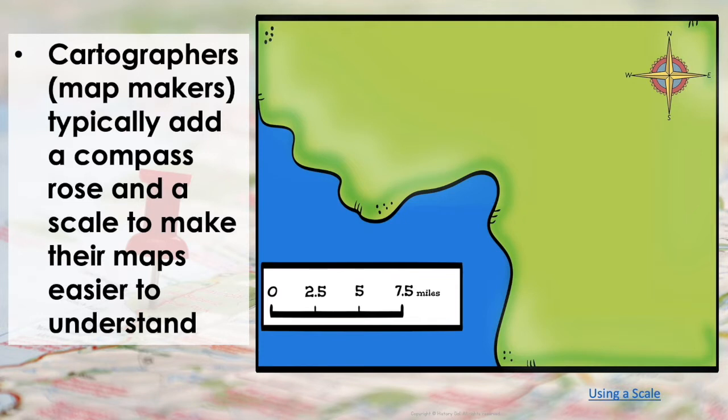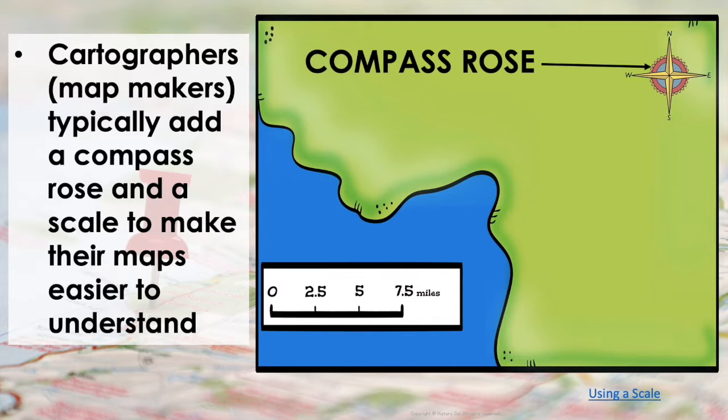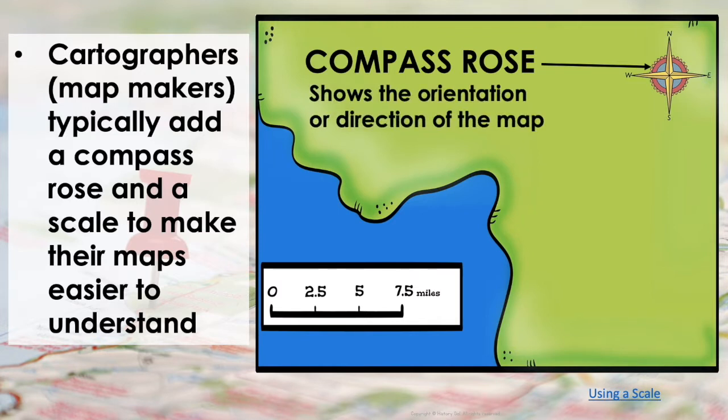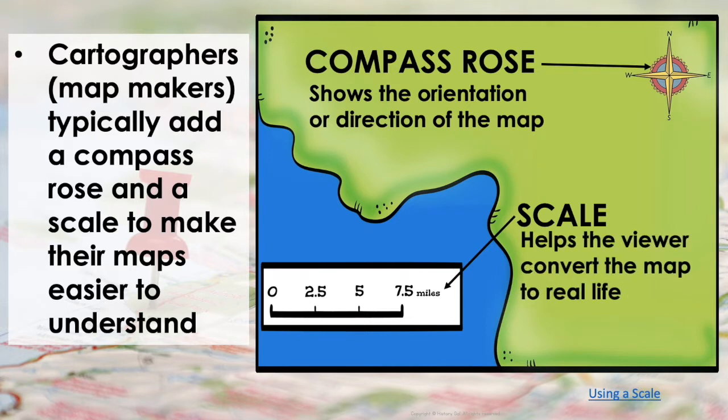Cartographers, which would be map makers, also add a compass. A compass is very important for you guys to find because it makes the map easier to understand. Now, you also have the compass rose, and it shows the orientation and direction of the maps. You also have a scale. The scale shows you how, if you measure this area on a map, that's how big it can be. The compass is going to tell you which direction is north. Just because a map may be right side up doesn't necessarily mean the map makers have to have north pointing up. The scale helps the viewer convert the map into real life.